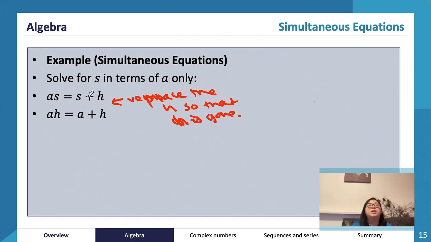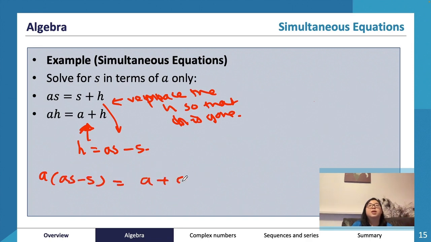So what we can actually see here is that if we took away this, right? Because we want only as, right? We don't want ah. So we need to replace the h's away. So if we say h is therefore equal to as minus s, we'll be able to substitute that back into here. So we'll get that this is going to be a times as minus s equals to a plus as minus s, right? So we'll get a squared s minus as equals to a plus as minus s.